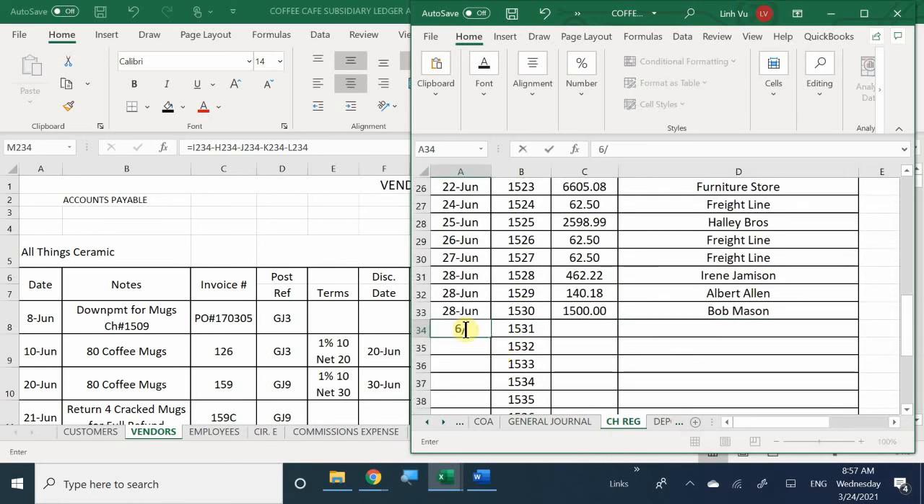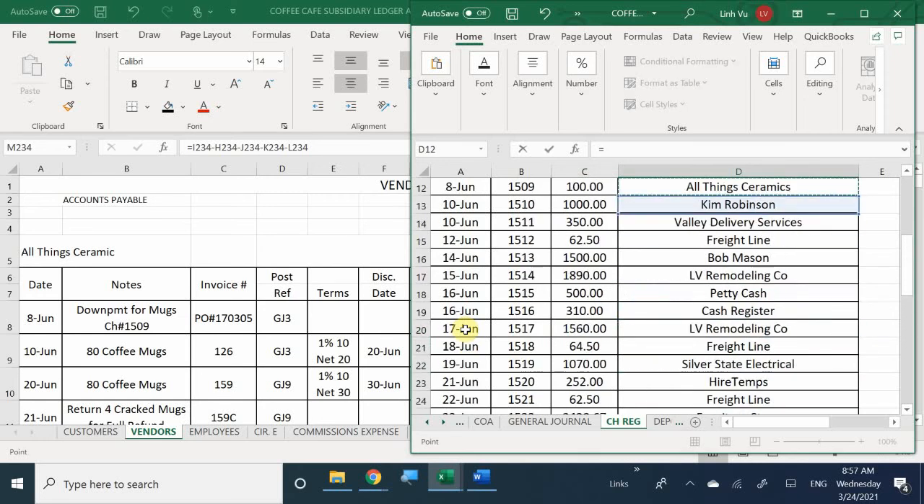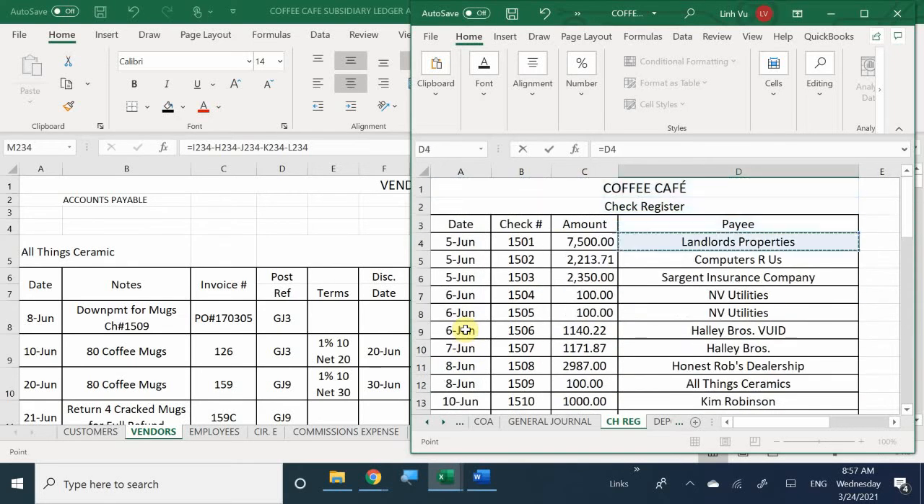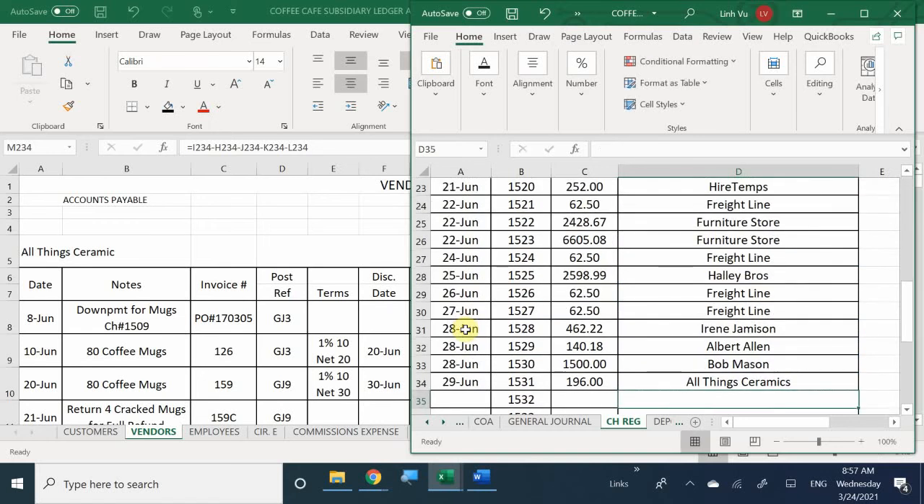So here, 629 for check number 1531 for total amount of 196. And who are we making this payment out to? All Things Ceramics. Yes. Here you go. All Things Ceramics. Boom. All right.